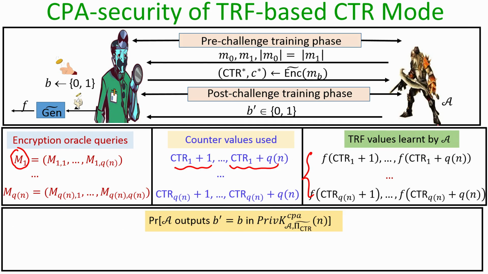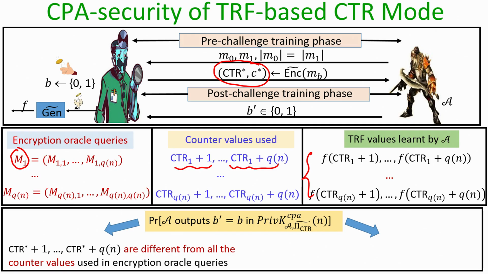Now, our goal is to analyze the success probability of this adversary in identifying whether this challenge ciphertext is an encryption of the message M0 or an encryption of M1. And we can split this overall probability into the summation of two probabilities.